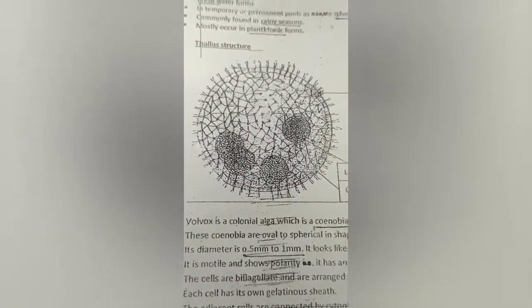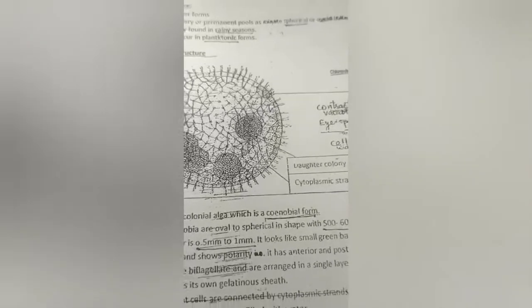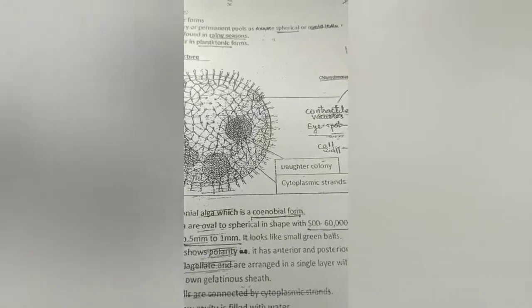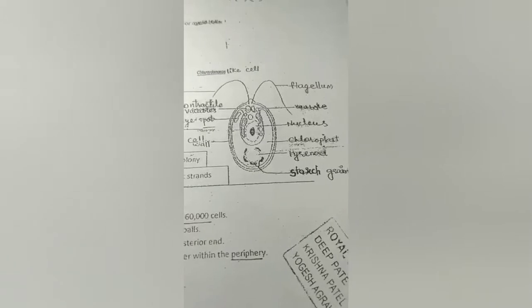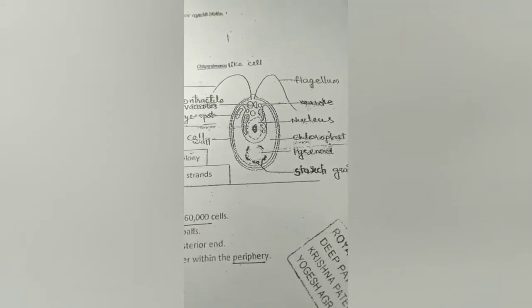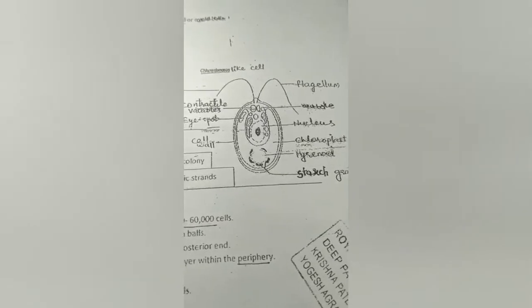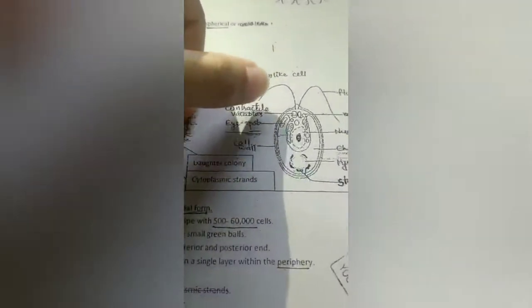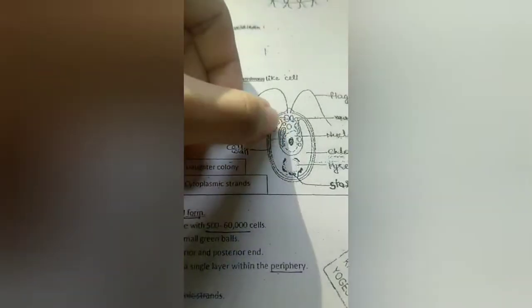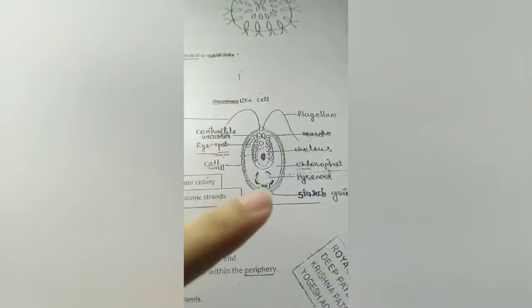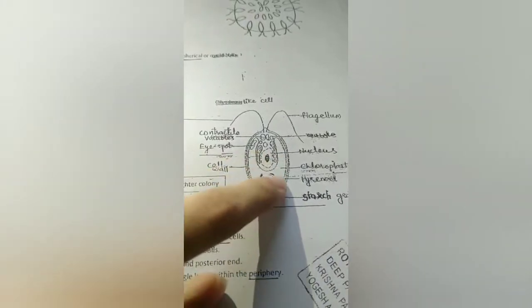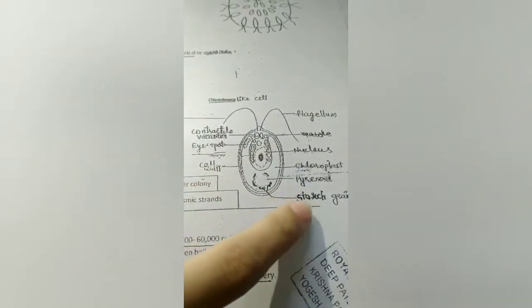This figure shows the thallus structure of Volvox. This is a daughter colony, and the cytoplasmic strand, contractile vacuoles, eye spots, cell wall, flagella, nucleus, chloroplast and starch grains are already labeled in this figure. So contractile vacuoles, eye spots, cell wall, this flagellated structure is the flagellum, the nucleus of Volvox, the chloroplast in this cavity, and this is the starch sheath, starch granules.